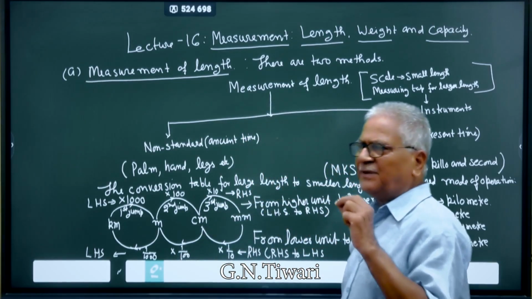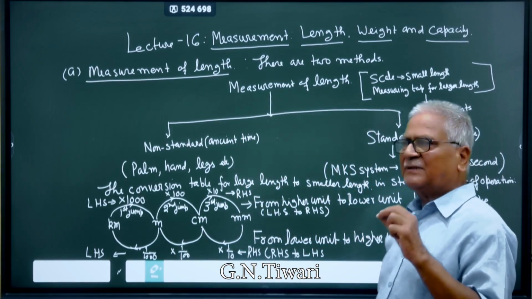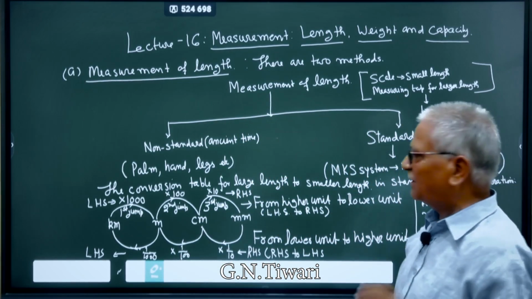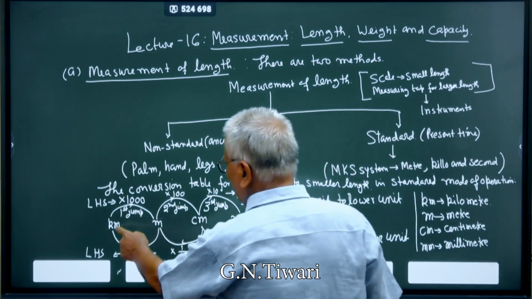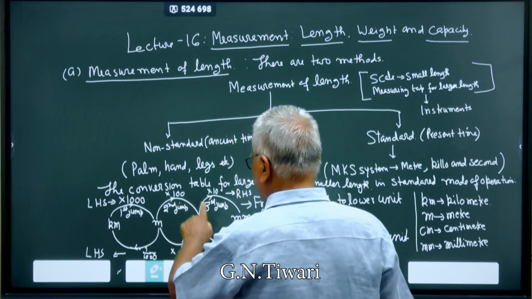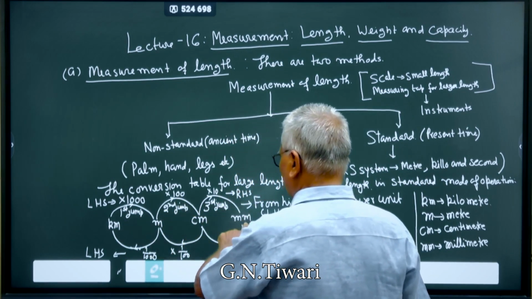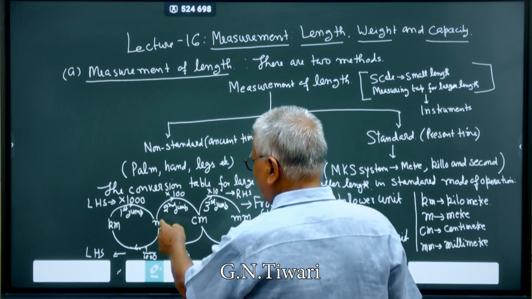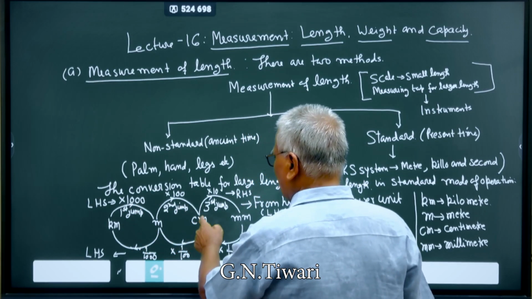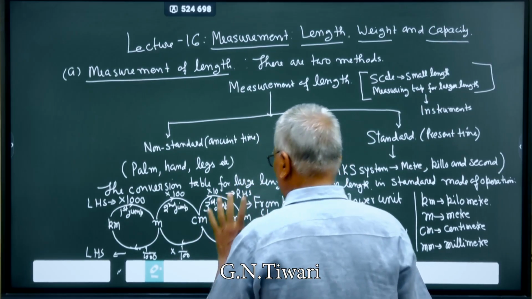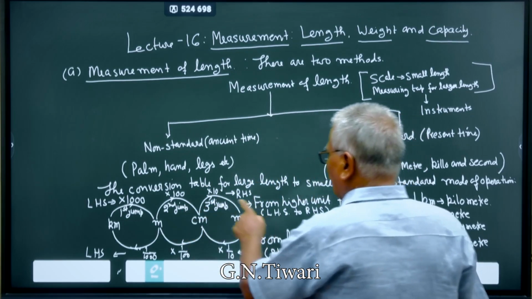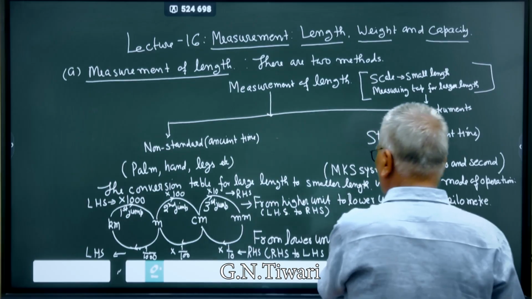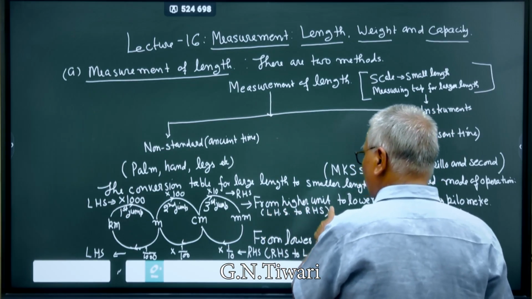It is very, very important because the measurement of the length has three unit conversions, that is from kilometer to meter, meter to centimeter, and centimeter to mm. Why did I say three? Because kilometer to meter is the first jump, meter to centimeter is the second jump, and centimeter to mm is the third jump. And just say, this is from higher unit to the lower unit, from left hand to right hand side.